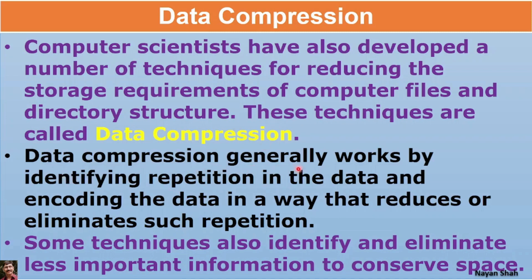Data compression generally works by identifying repetition in the data and then encoding the data in a way that reduces or eliminates such repetition. So it identifies what data are being repeated, and then it creates a formula to either remember that repetition or reduces it by eliminating such repetitions of the data. But remember, data compression is only possible if there is repeating data. Some techniques also identify and eliminate less important information to conserve space.